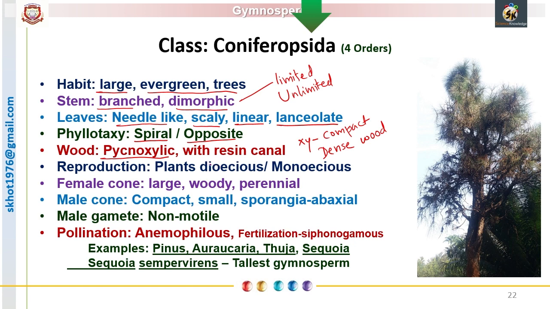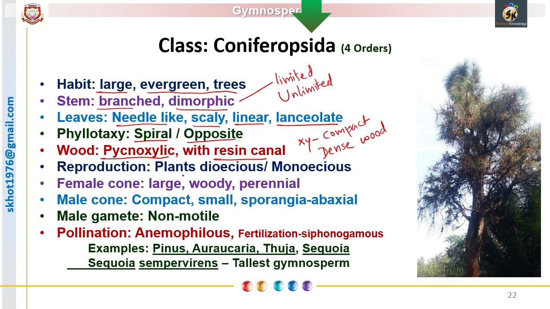The wood of Coniferopsida shows presence of resin canal. The resin provides additional property to the wood. Most of the resins are insect repellents. They have their specific odor which helps in keeping the wood long durable.